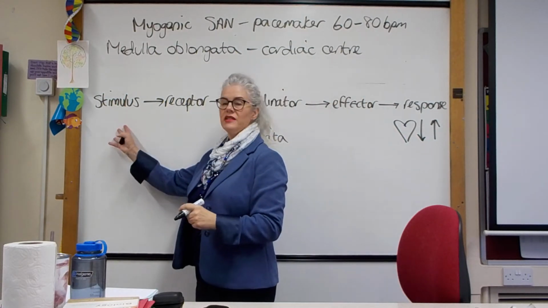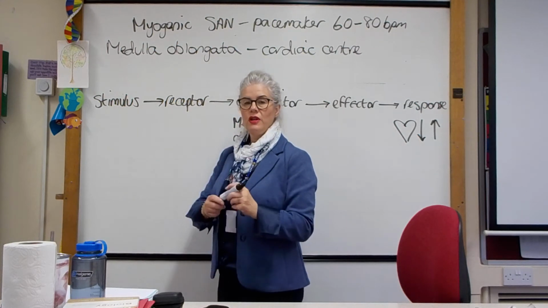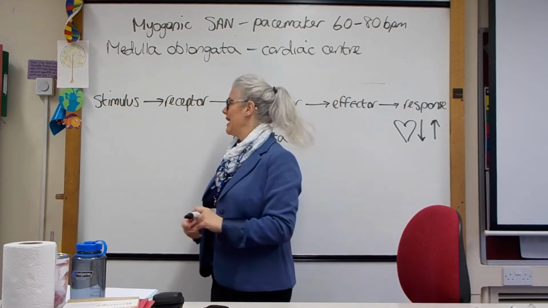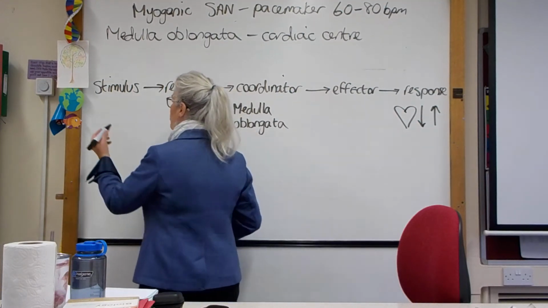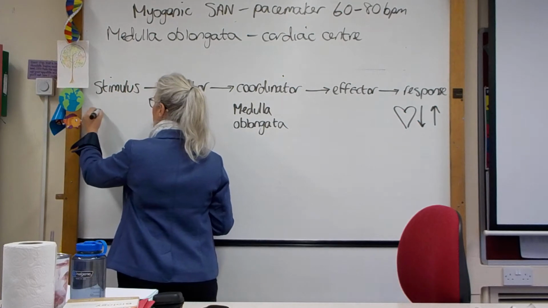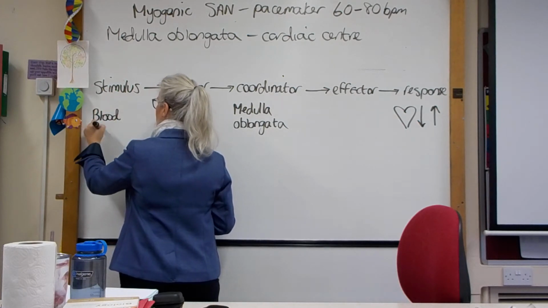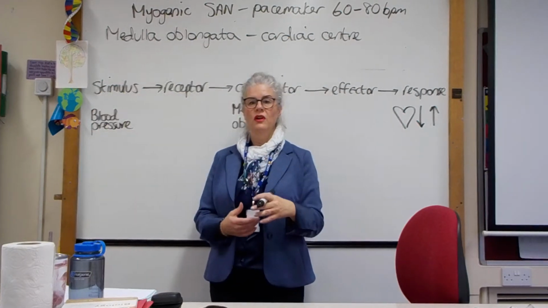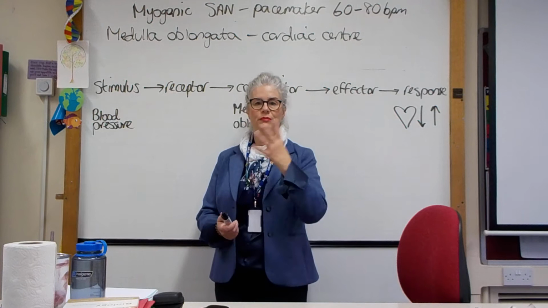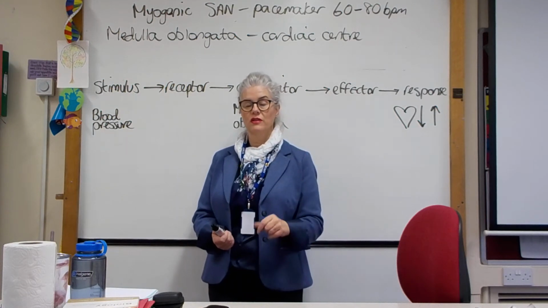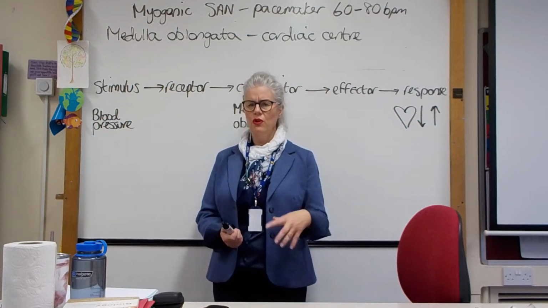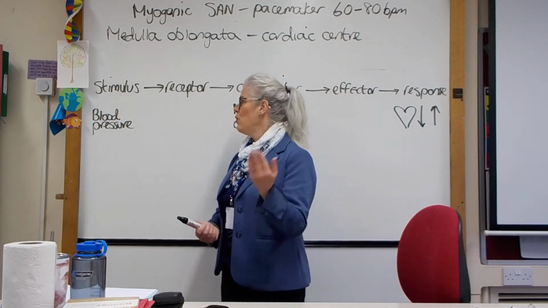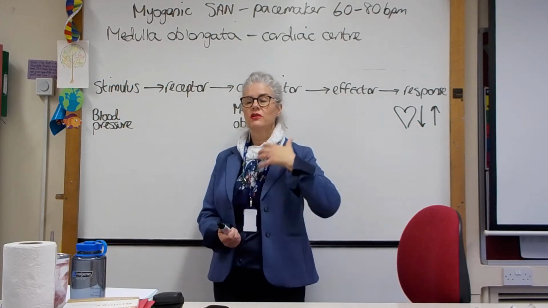Now, the stimulus and the receptors can change. There are various things that your heart rate will increase or decrease in response to. Now, one of those things is a change in blood pressure. Now, if your blood pressure is too low, you can pass out, and obviously the oxygen, the glucose isn't getting to your cells quickly enough. So if your blood pressure is too low, you want to increase your heart rate to get more blood pumping round. If your blood pressure is too high, you can start to burst capillaries.